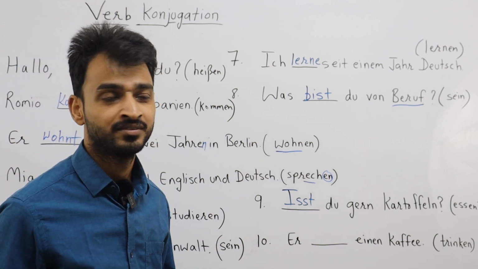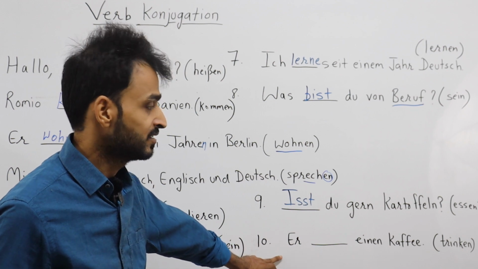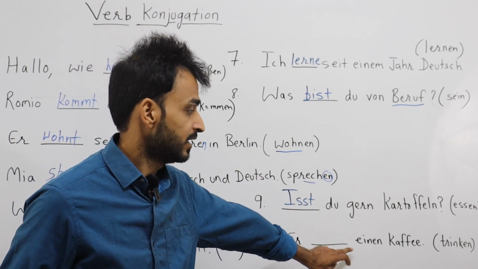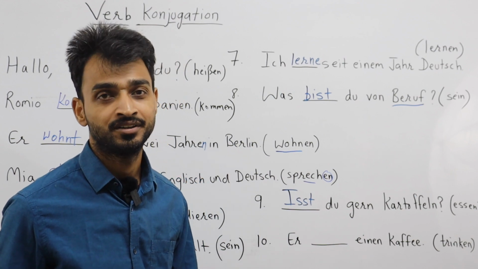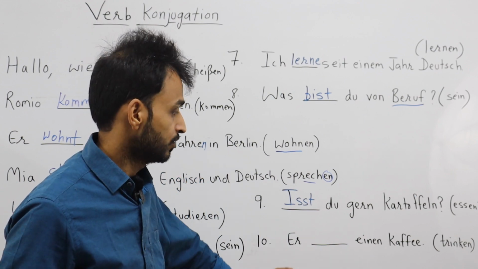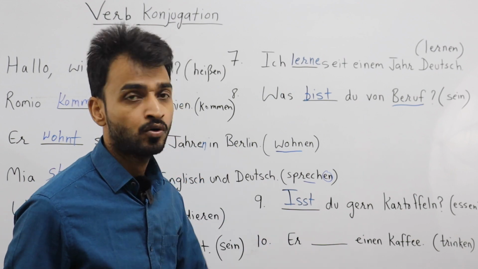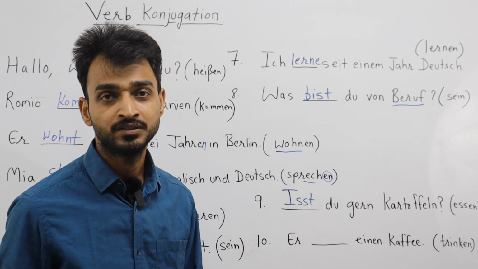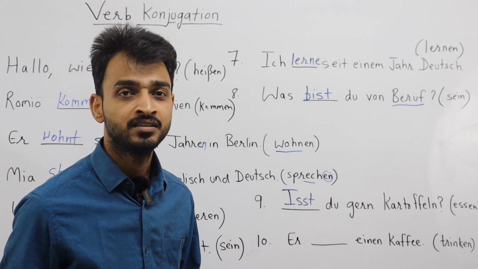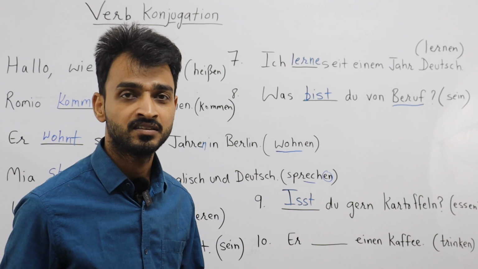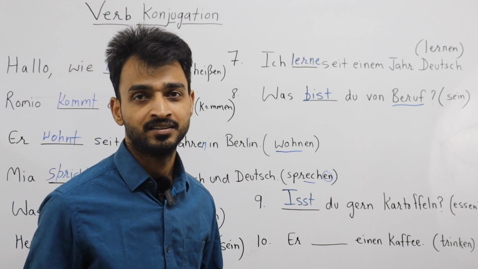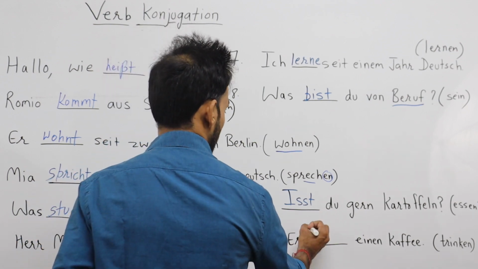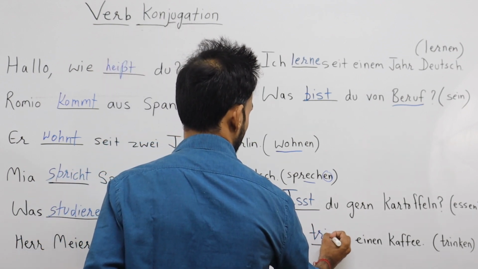Isst du? Last sentence, er blank einen Kaffee, and the verb is trinken, to drink. So the sentence is, he drinks a coffee. So he is a third person and the verb is trinken, t ending. Since it is a regular verb, no change, we just put t at the end. Er trinkt einen Kaffee.